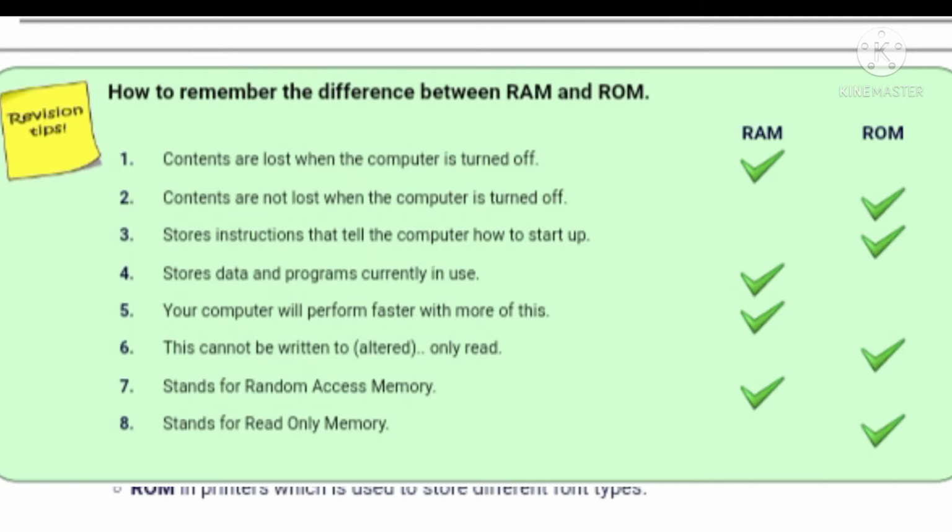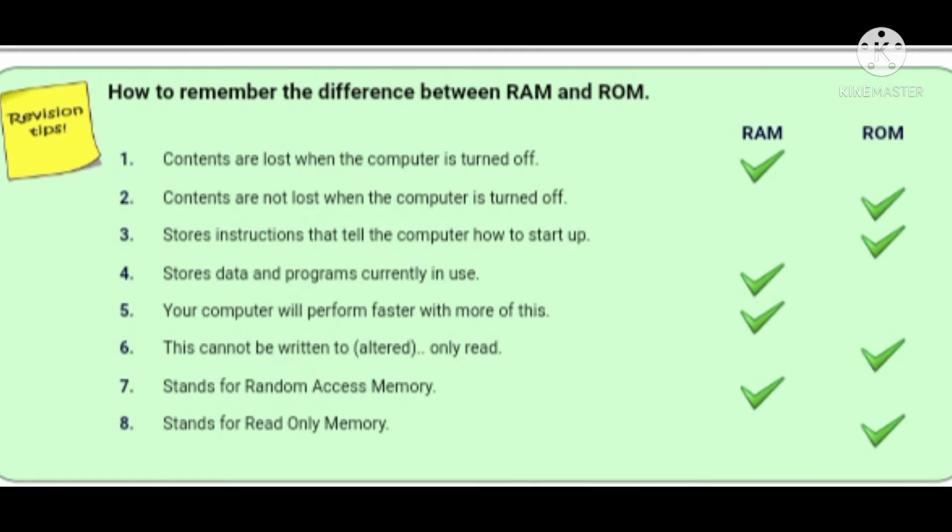How to identify or remember the ROM. In ROM, contents are not lost when the computer is turned off. Number 3 stores instructions that tell the computer how to start up. Number 4 stands for Random Access Memory. And 5, this cannot be written to or altered, only read. And number 7 stands for read-only memory.